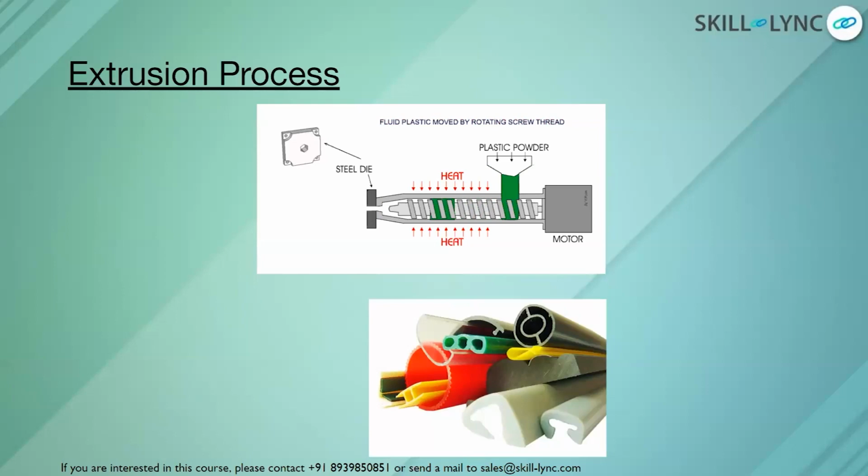So for plastics also we use the extrusion process for creating pipe structures, right? It need not be a circular structure. It can have a variety of shapes as well. Cross-sectional shapes can vary as well, right?